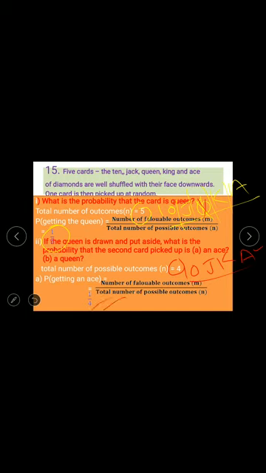What is the next one? Probability of getting a queen. First we had a 10, Jack, Queen, King and Ace. But now the King and Queen are taken out, so only 4 cards are left. Which cards are remaining? 10, Jack, King and Ace. From these 4 cards, what is the probability of getting a queen?